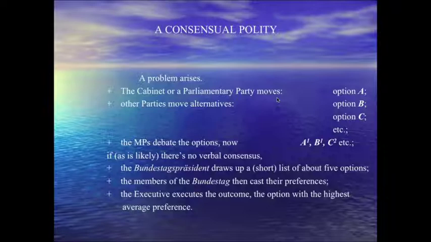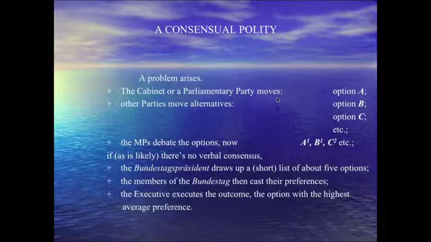In majoritarian debates, you tend to return to the original motion the whole time, and you go around in circles. But in a consensus debate, you do proceed, and you might finish up sometimes with only 1 option on the table, in which case that's a verbal consensus, and we can all go home. But it's probably more likely that there might be a little bit of disagreement, in which case the president of the Bundestag can draw up a ballot, and then the members of the Bundestag vote and cast their preferences, and then the executive executes, and that's their job.